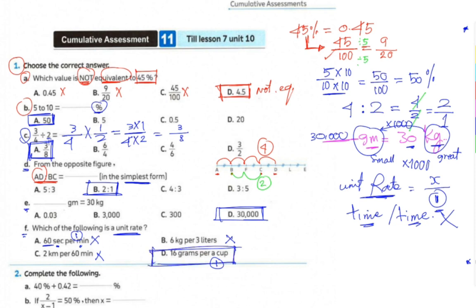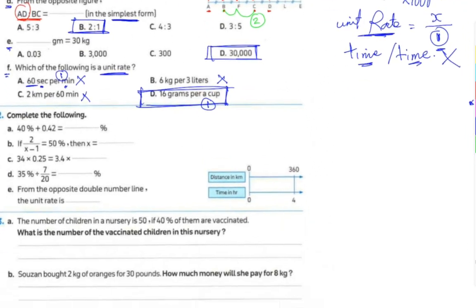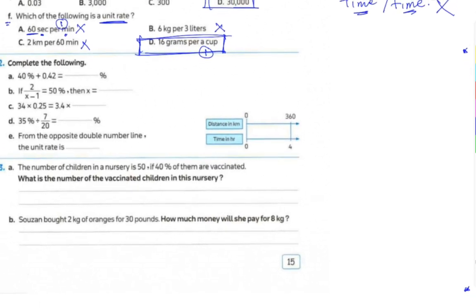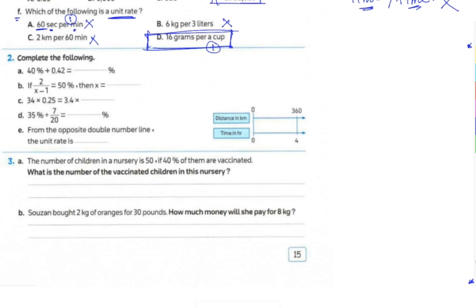Okay, that's the end of the first question, choose the correct answer. Let's go to question number 2 and question number 3. Okay, now question number 2, complete the following. The first point A, I have 40% plus 42 hundredths equals what percent? This is a complicated question, not with me.